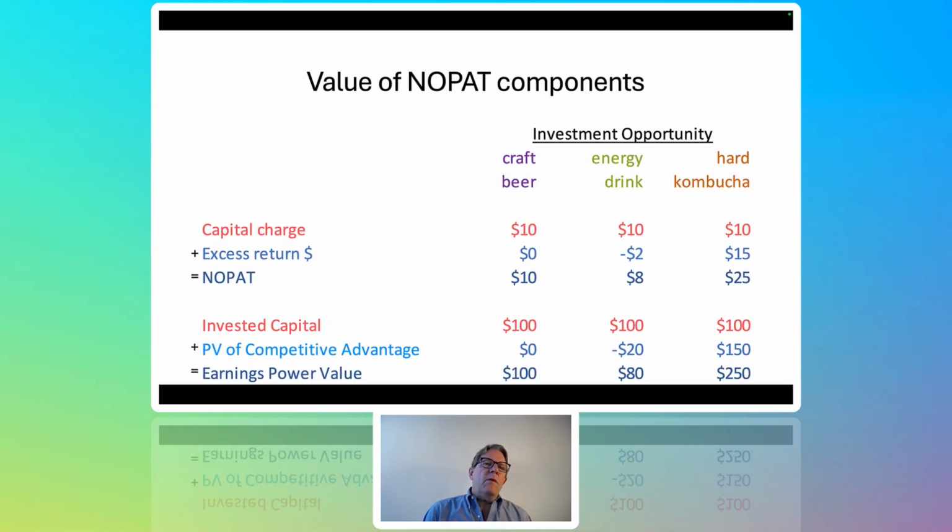And then we compared all three of the investment opportunities, and you could just see earnings power value for craft beer was 100 million. The company earned its cost of capital, therefore the cash flow value is equal to the invested capital. I spoke moments ago about energy drink. The cash flow value was less than invested capital. And in hard kombucha, the cash flow value, because of those excess returns, was greater than invested capital. So that's really the setup. That's the beginning of the valuation stack.